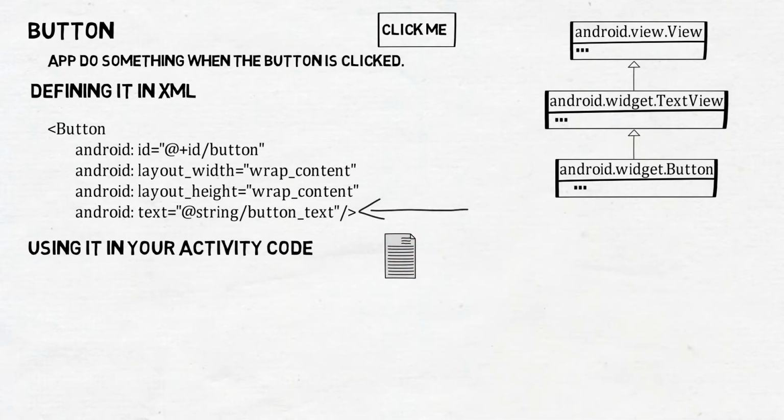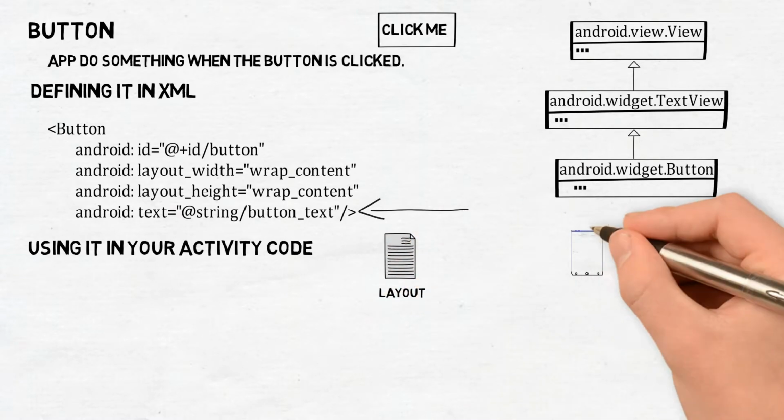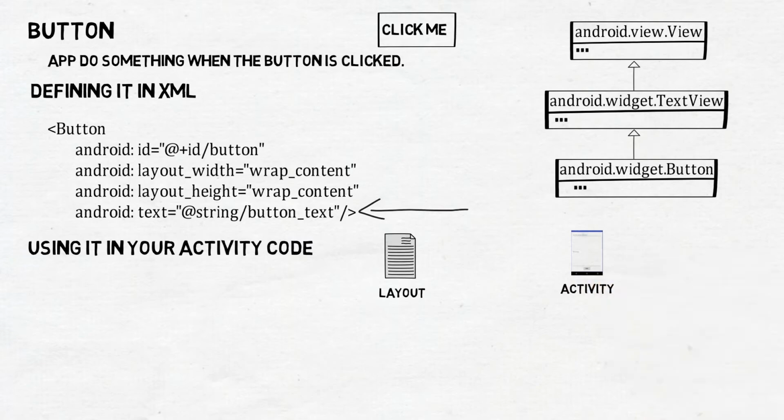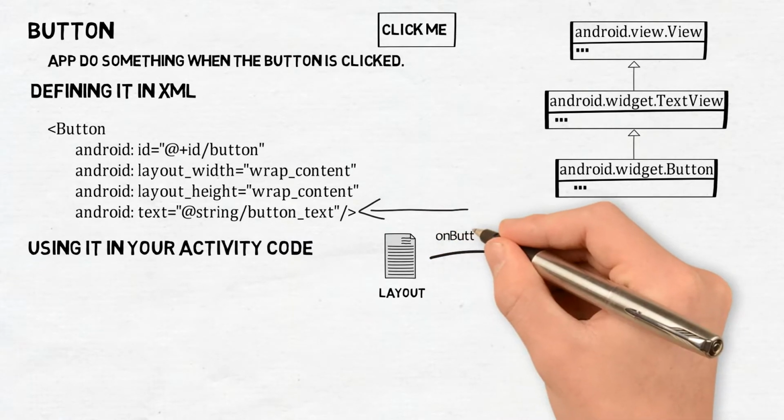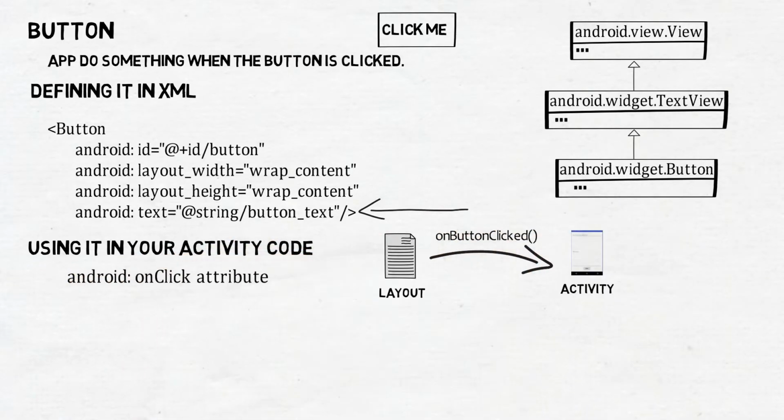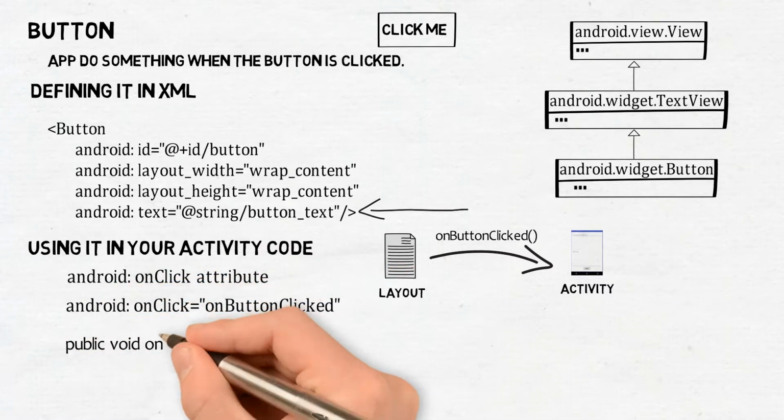You get the button to respond to the user clicking it by using the android:onClick attribute in the layout XML and setting it to the name of the method you want to call in your activity code. You then define the method in your activity like this.